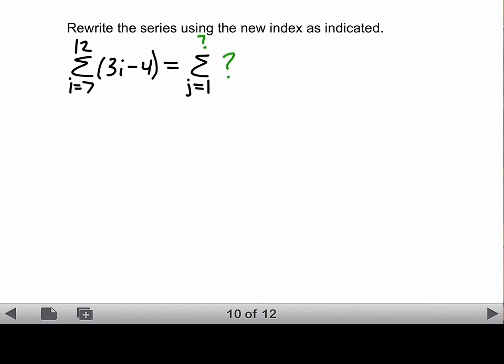The trick here is to see how I and j relate to each other. And if I is 7 and j is 1, then it seems to me like I is equal to j plus 6. That seems to work. And you can see if j is 1, then I is clearly 7. There it is.